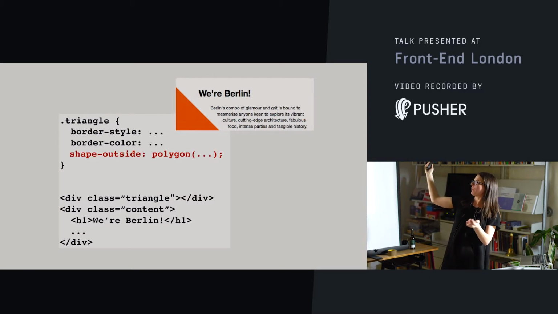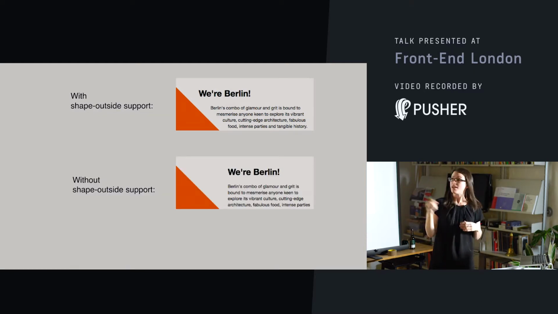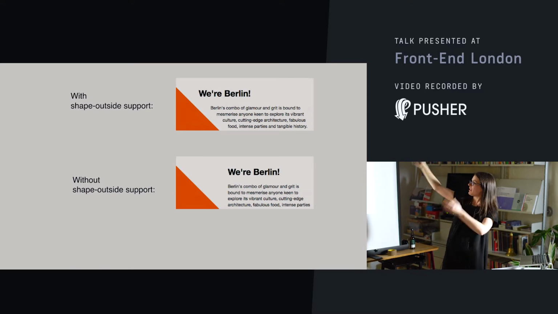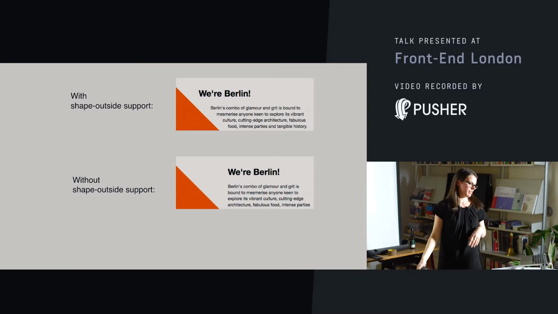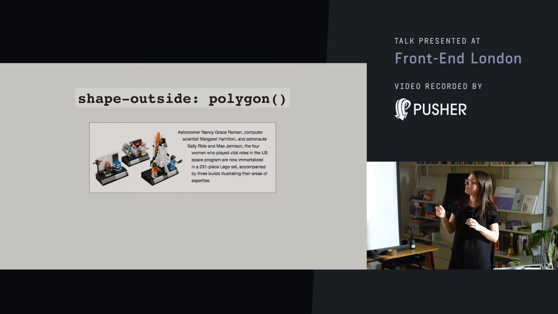And that's just the one-liner again that you need to add to get that really nice sharp line of text aligning around your shape. And just as with circle, if it's not supported, then you just fall back to your standard boxy grid. No problem. So this is another example of a polygon. This is still really simple. It's just a square rectangle with the corner cut off.